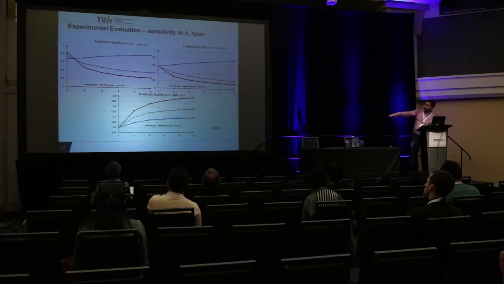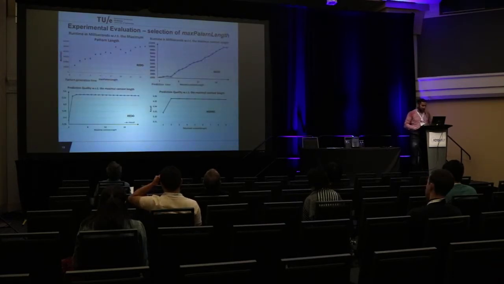And below we have a study about the effect of varying span by setting K equals 1, and as to be expected, because we allow the prediction to be valid for a longer period of time, if we increase span, all of the 3 evaluation measures are increasing.